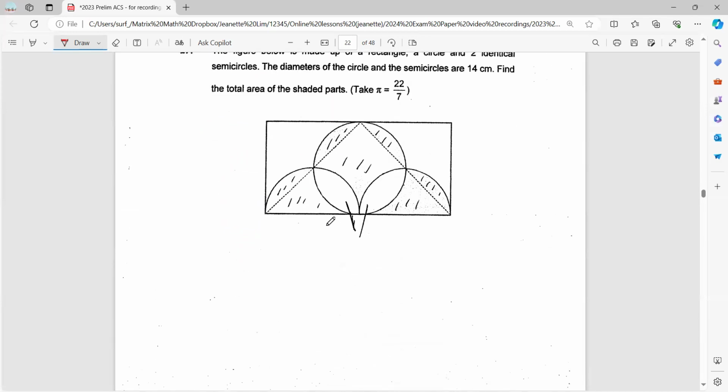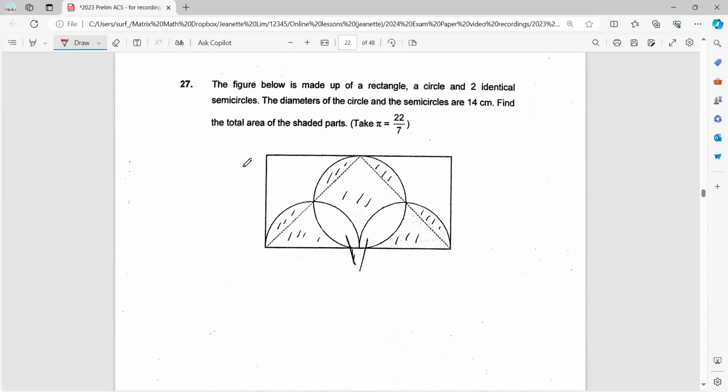Question 27. The figure below is made up of a rectangle, a circle, and 2 semicircles. Diameters of the circles and semicircles are 14. So diameter here is 14, and this will be 28, because two semicircles. Find the shaded part. So all those with the lines are shaded.